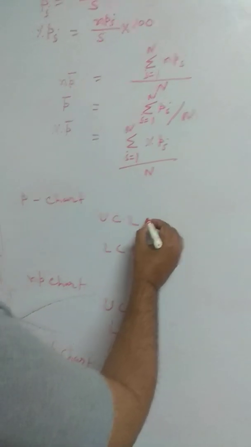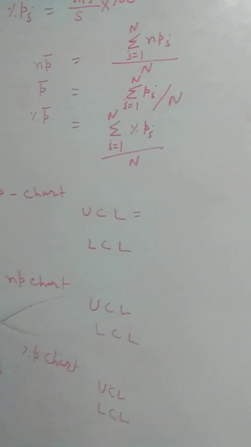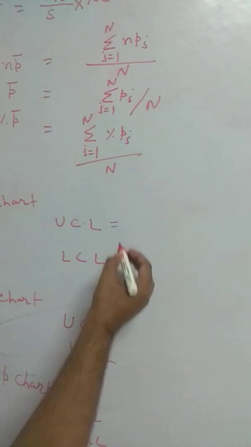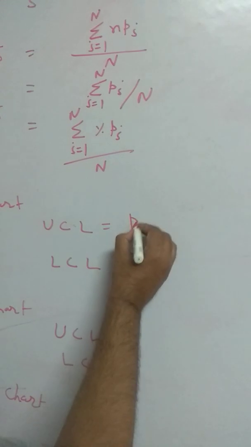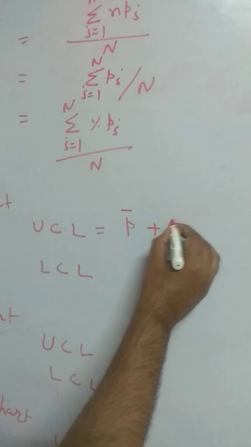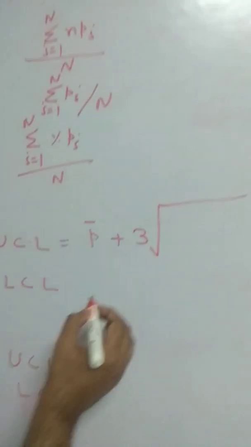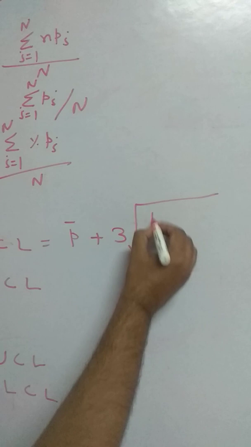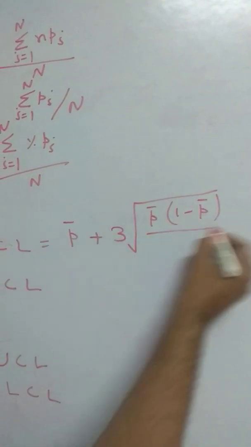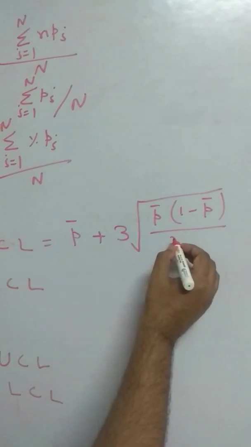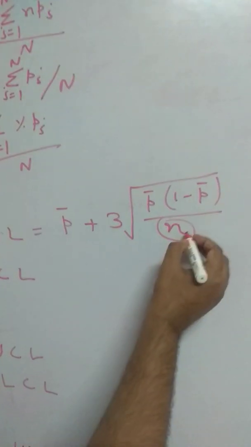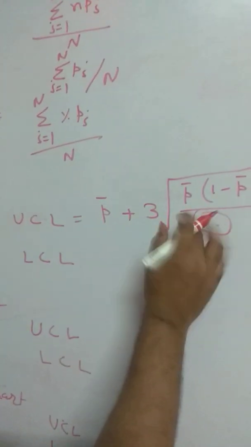How will the UCL be computed here? The UCL may be computed using P bar plus 3 under root P bar into 1 minus P bar divided by n, n is the sample size, that is S.